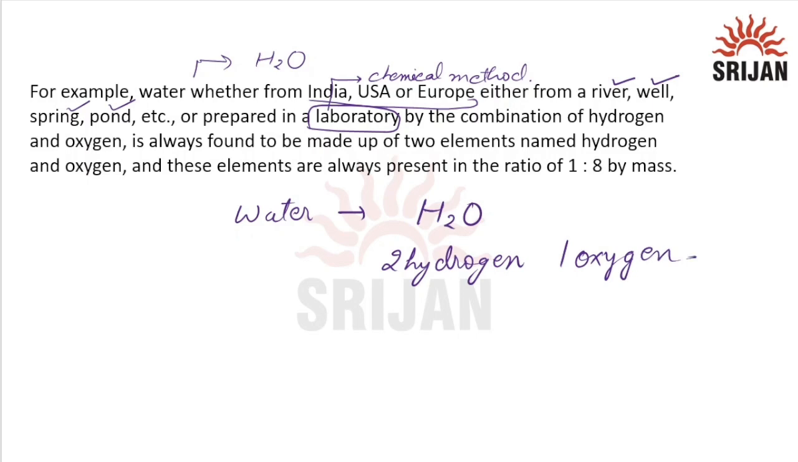If I try to find the ratio by mass, the atomic mass of hydrogen is 1, so for 2 hydrogen it is 2, and the atomic mass of oxygen is 16. If we cancel it by 2, we will get 1:8. So the ratio by mass in the case of water will always be 1:8.